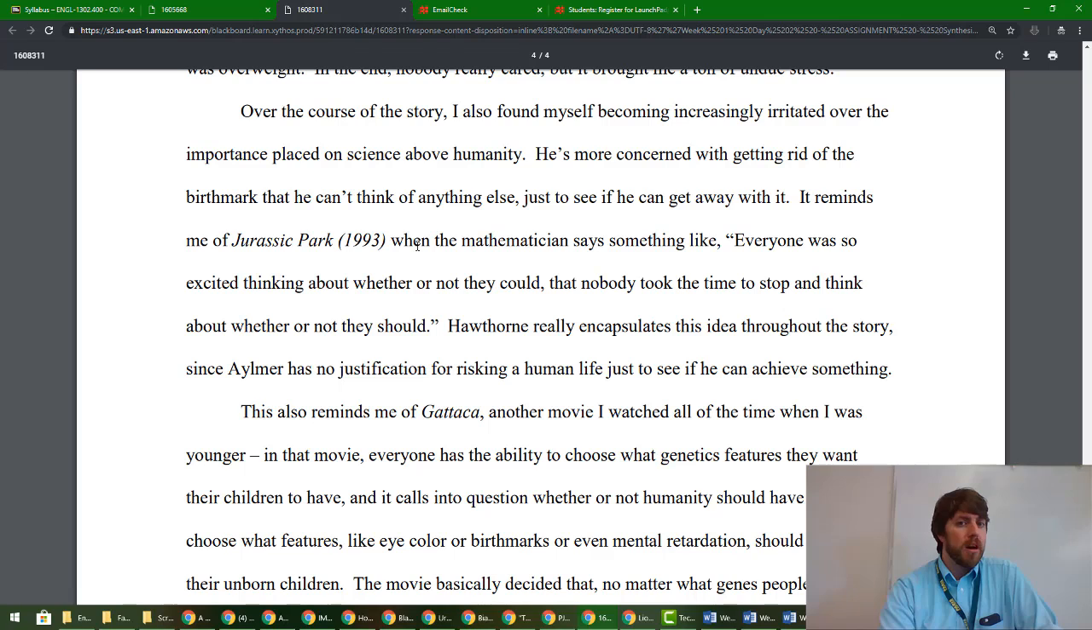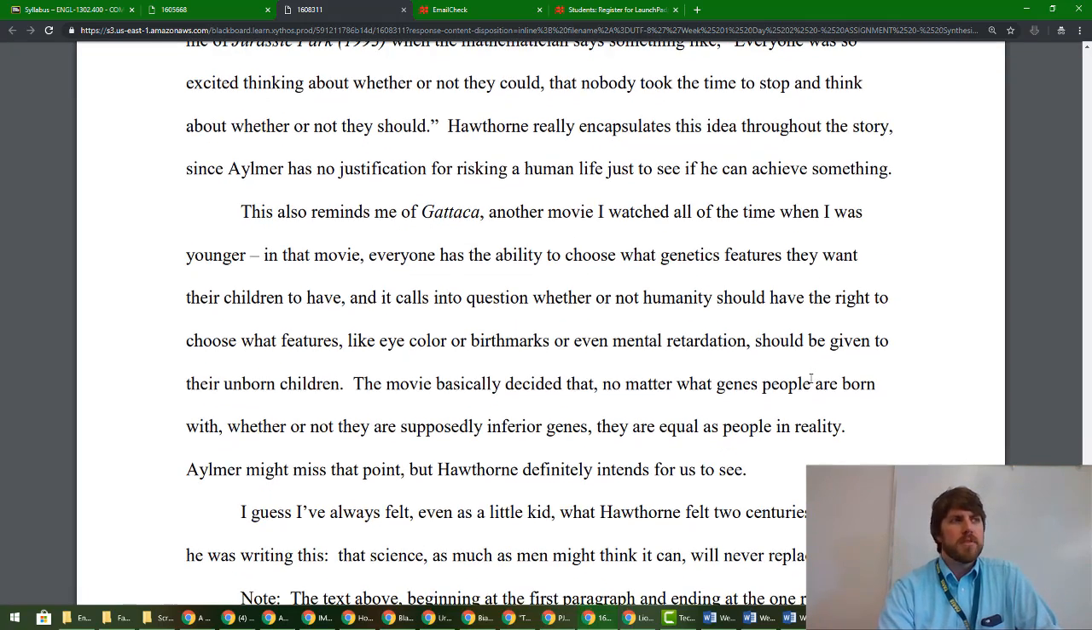It reminds me of Jurassic Park when the mathematician says everyone was so excited thinking about whether or not they could that nobody took the time to stop and think about whether or not they should. Hawthorne really encapsulates this idea throughout the story, since Elmer has no justification for risking a human life just to see if he can achieve something. So that's something he hadn't talked about yet, science above humanity.